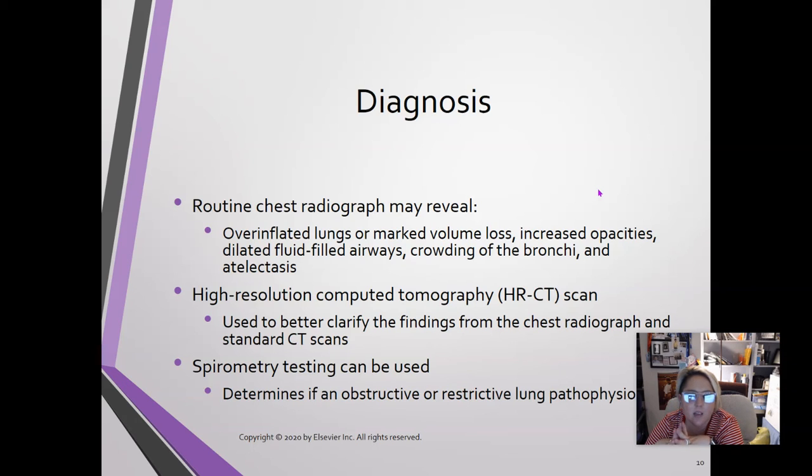We're going to get a CT of that, and it shows a failure of the bronchi to taper and visualization of the bronchi in the outer 1 to 2 centimeters of the lung fields. With spirometry testing, bronchiectasis can be primarily an obstructive or restrictive lung pathology, so that needs to be determined through testing. Your routine chest x-ray may reveal overinflation, marked volume loss, increased opacities, dilated fluid-filled airways, crowding of the bronchi, and atelectasis. And high-resolution CT is going to be the best way to find what's going on.